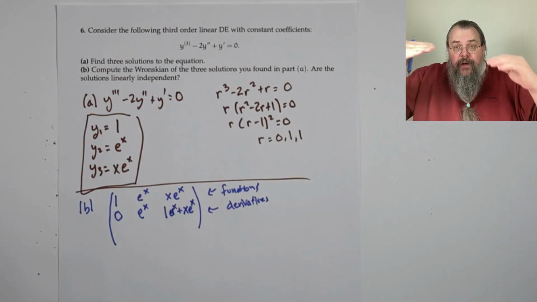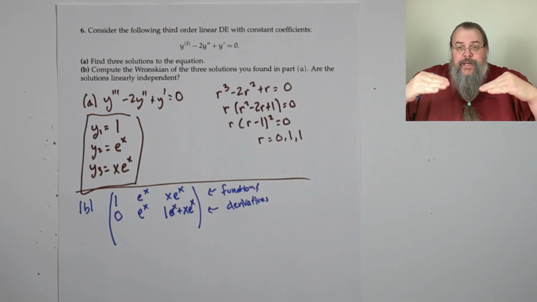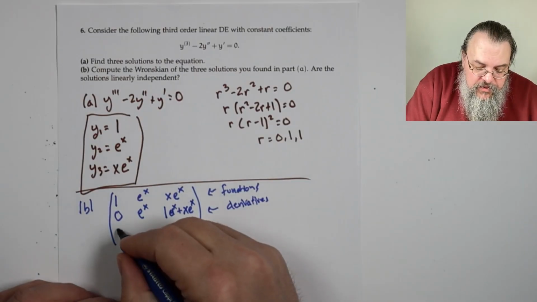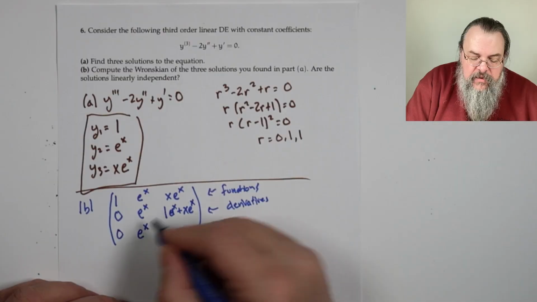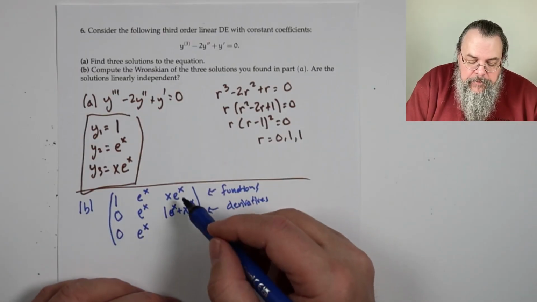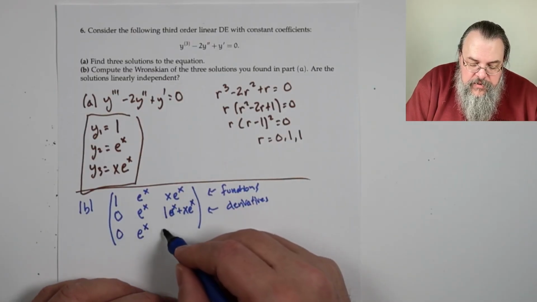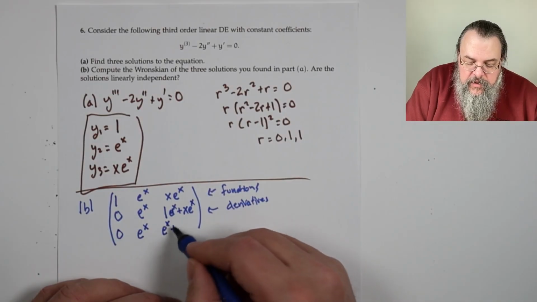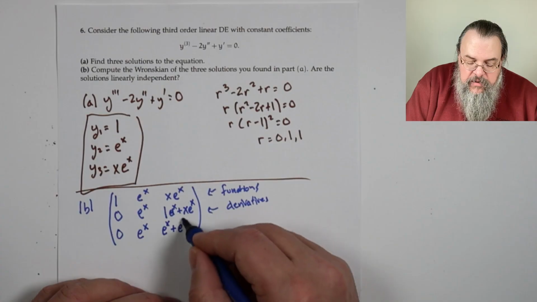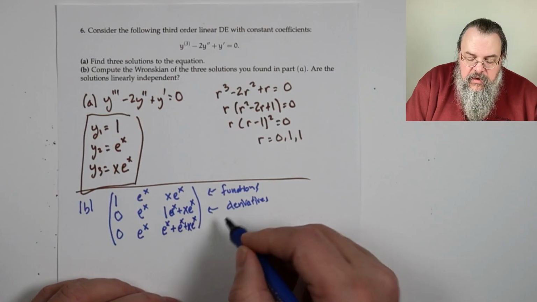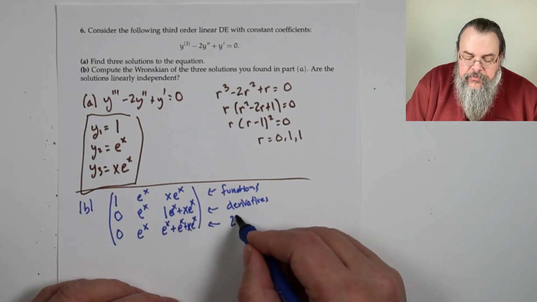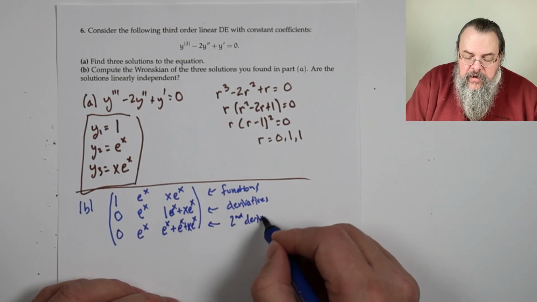So what's going to happen is every time we go down a row, we're going to keep taking the derivative. Derivative of 0 is still 0. Derivative of e to the x is still e to the x. And then if we take our derivative again, we'll get e to the x plus e to the x plus x e to the x. Okay, that's our second derivative. All right, so that's our matrix.